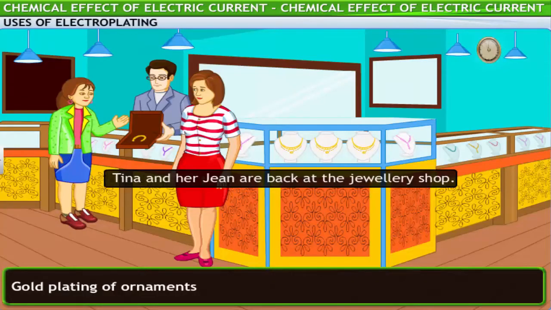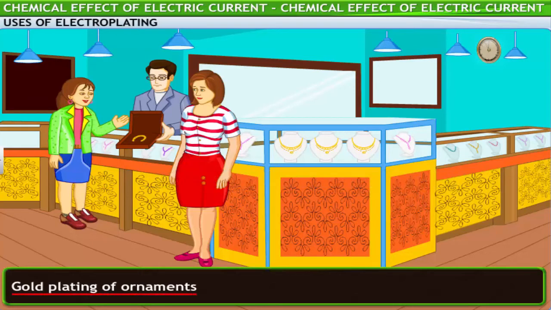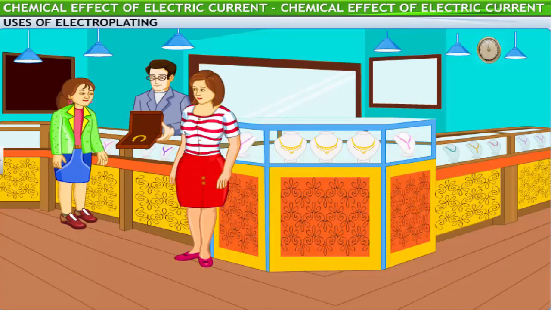Jean, all this gold-plated jewelry looks beautiful, right? Yes. It looks as though it is made of gold. You have to thank technology for that. Actually, if you look around, jewelry is not the only industry electroplating is used in.